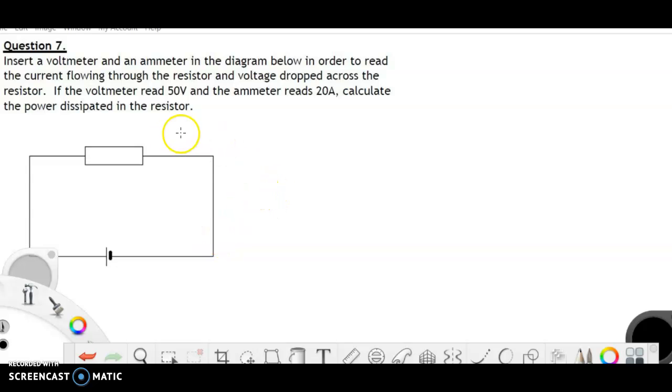Question 7. Insert a voltmeter and an ammeter in the diagram below in order to read the current flowing through the resistor and the voltage dropped across the resistor, right? An ammeter and a voltmeter. If the voltmeter reads 50 and the ammeter reads 20 amps, calculate the power dissipated in the resistor.